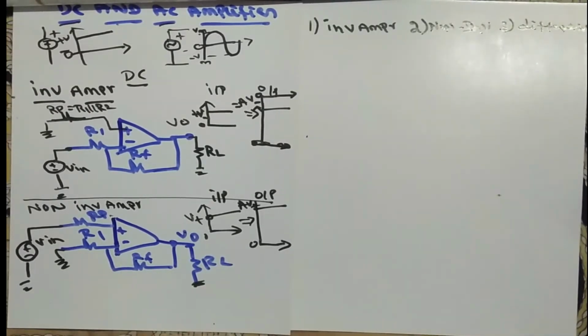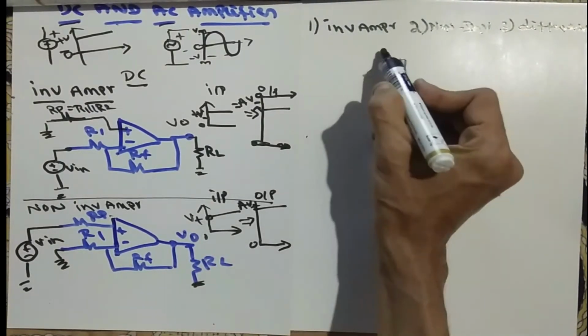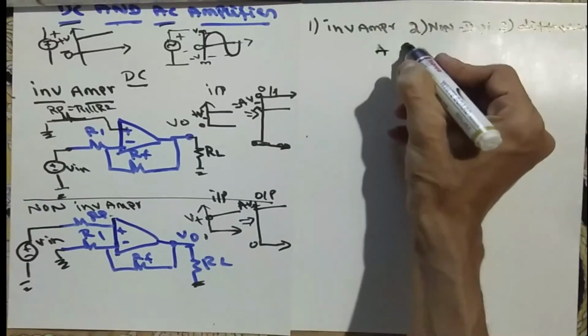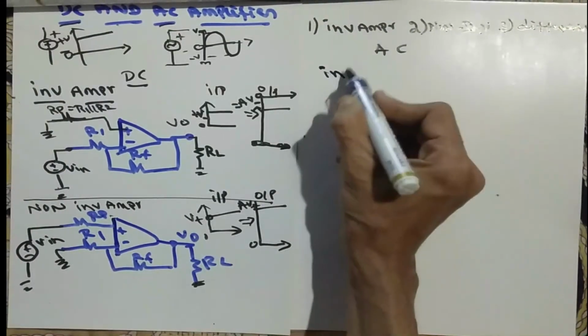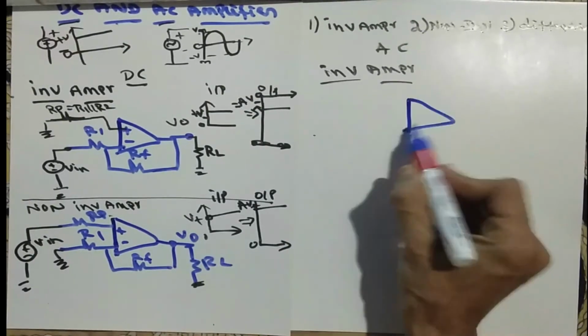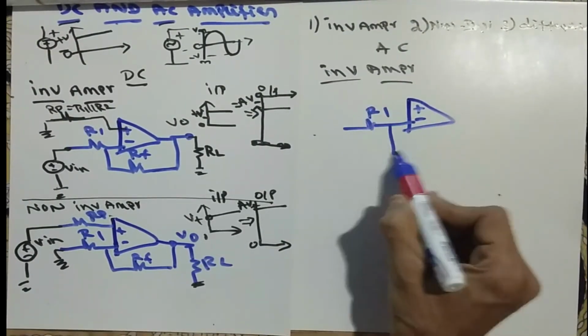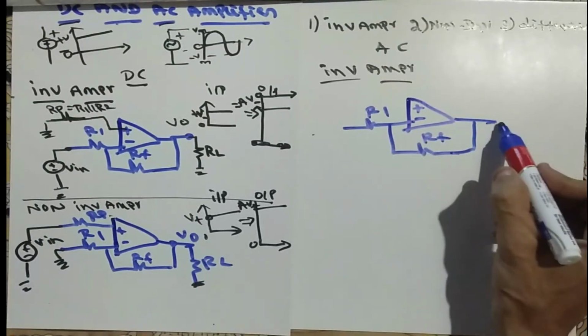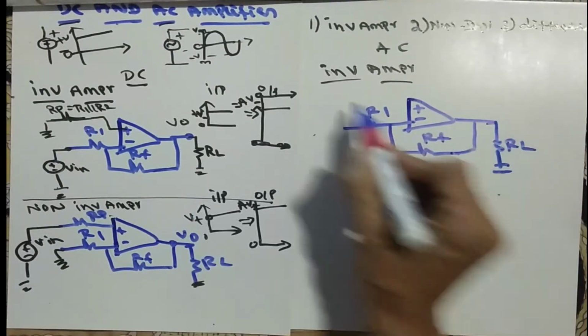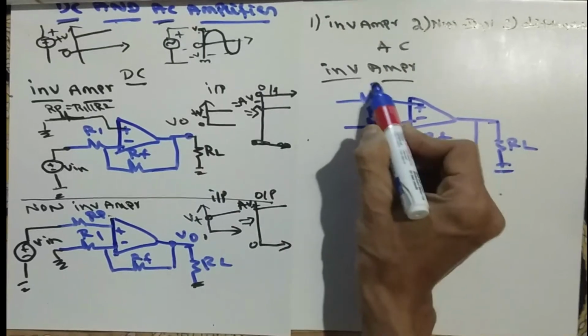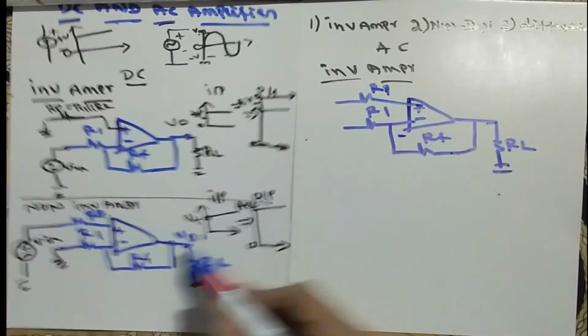Now in a similar way we can move on to the inverting amplifier in AC signal. Here we will discuss the AC signal. So first we will discuss the inverting amplifier. The structure: this is positive, negative, and here also we have R1, we have RF, and in a similar way we can take RL, and in the positive we have some RP. This is the common structure here, here, everywhere.